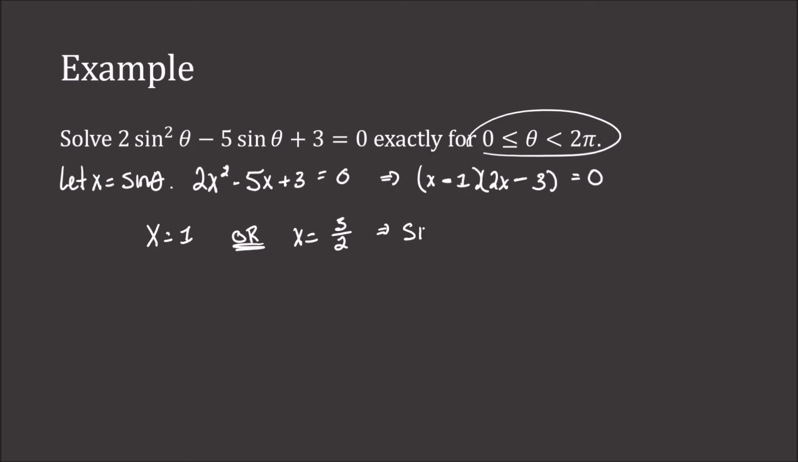This means that sine of theta has to be 1, right? We can't have this case here because that is larger than 1. Sine of theta is equal to 1. That means theta is pi over 2, and that is the only solution for 0 to 2 pi.